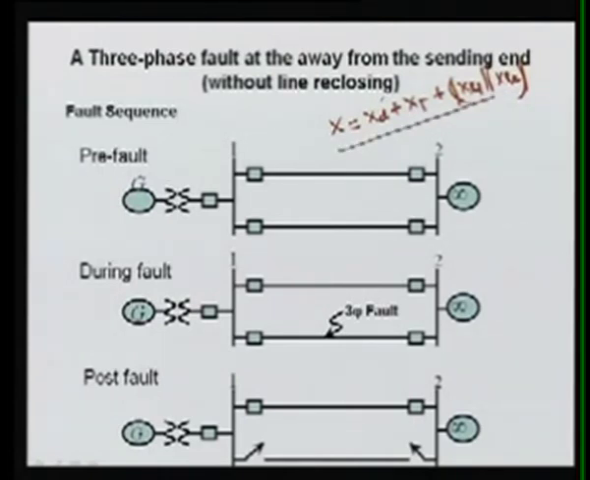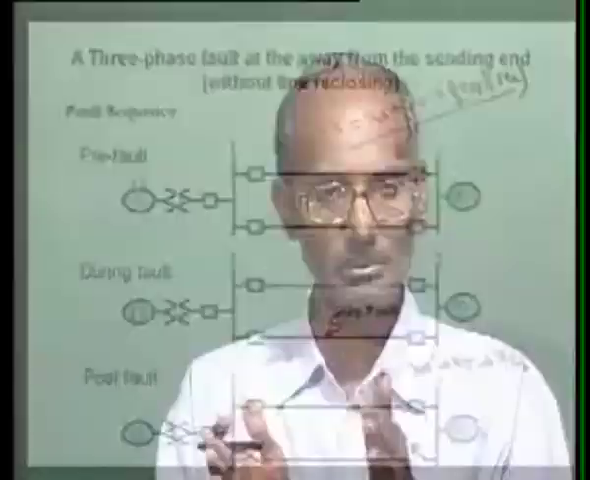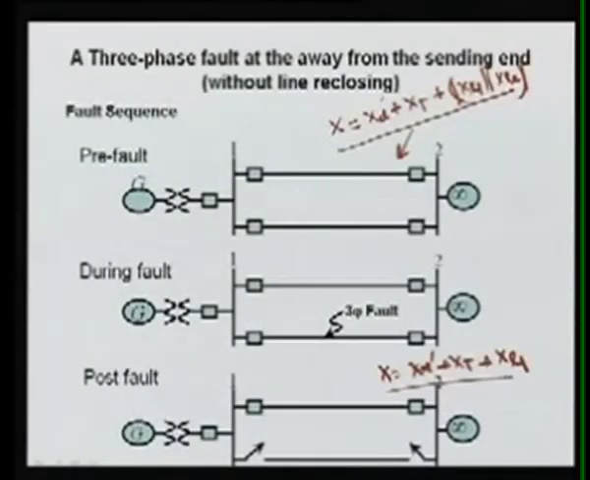So this is your X in this case. Now in this case what will be happening? Your X will be your Xd' plus your XT plus your XL1, only one line is there. So now you can see this impedance is less than this X1 because the parallel impedance of the two systems is always less than the impedance of its own. So here this value is now more compared to this. Now during the fault, again the impedance of the system is reduced. Further reduced, it is less than this because this is a fault and less power is flowing into the system.